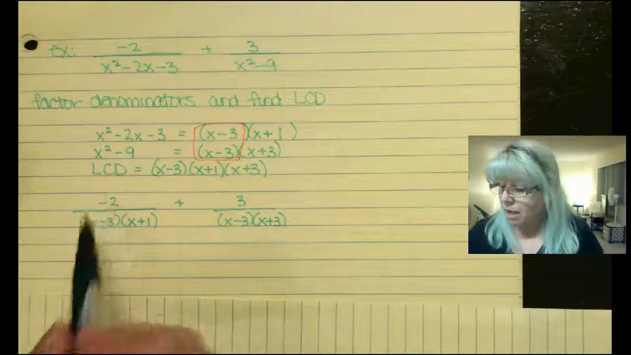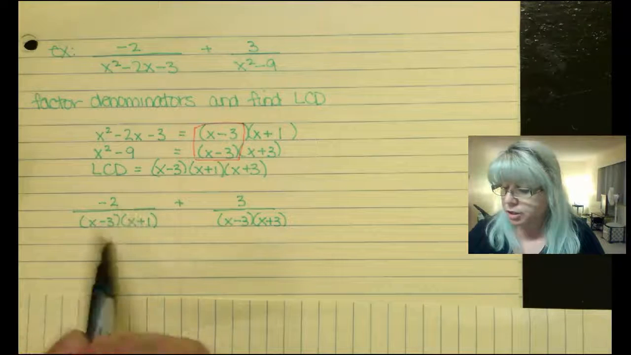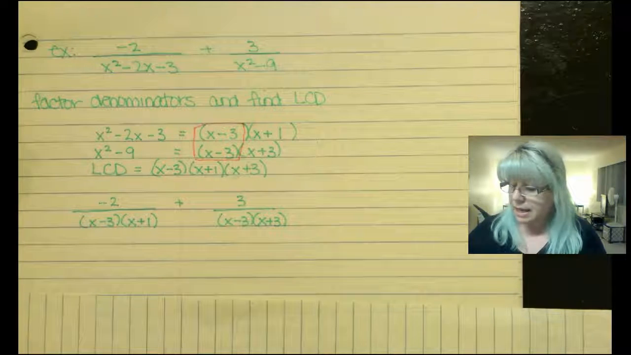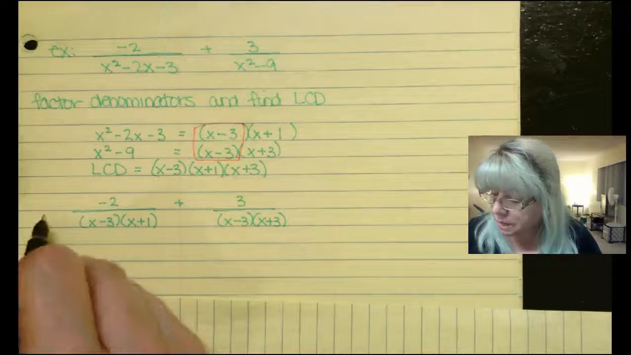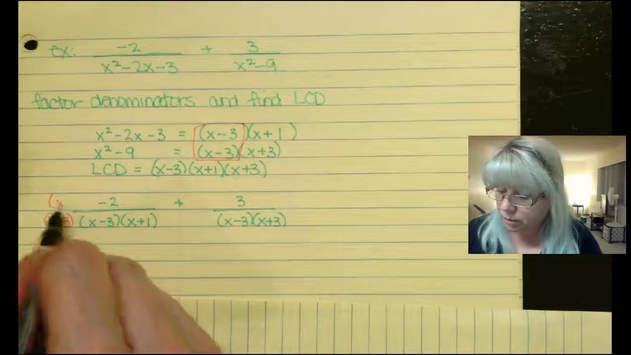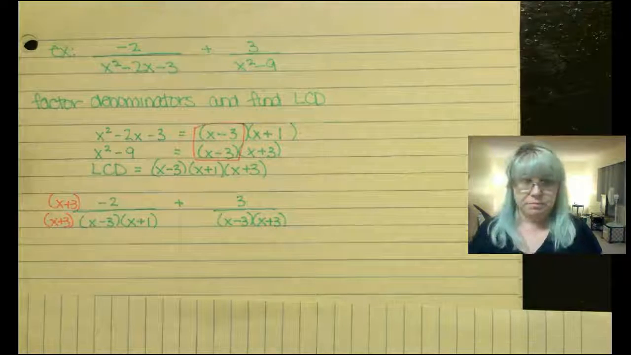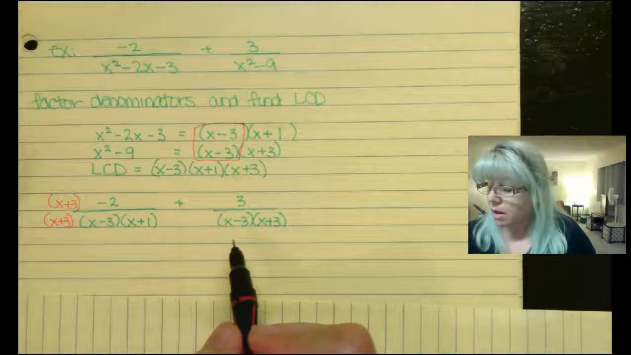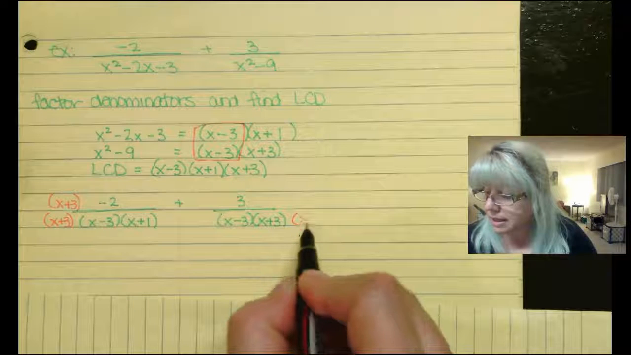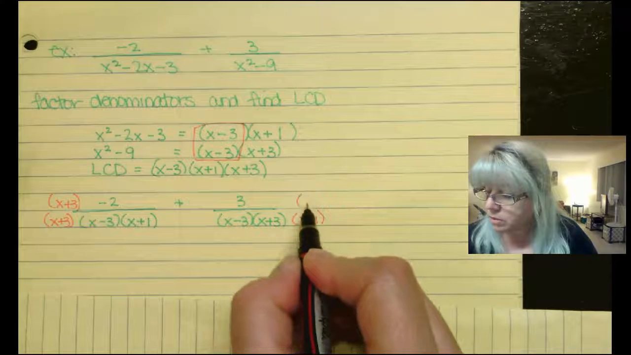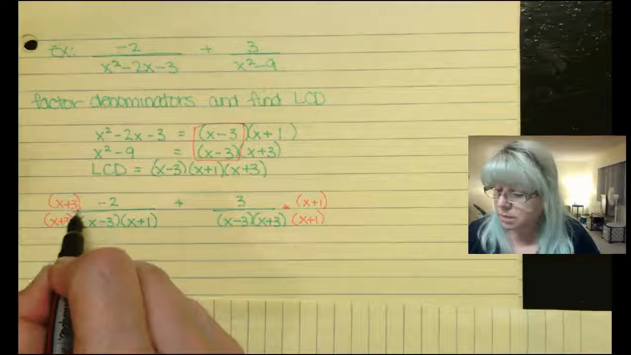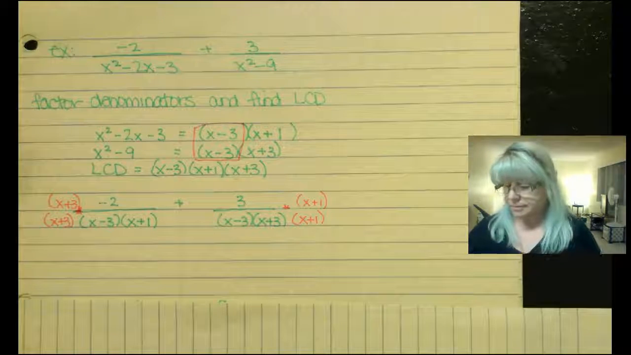All right, the first term has x minus 3 and x plus 1, but it's missing the x plus 3. So I need to multiply both the denominator by x plus 3 and the numerator by x plus 3. For the second term, it has the x minus 3 and it has the x plus 3, but it's missing the x plus 1. So I'm going to multiply both the numerator and the denominator with x plus 1.